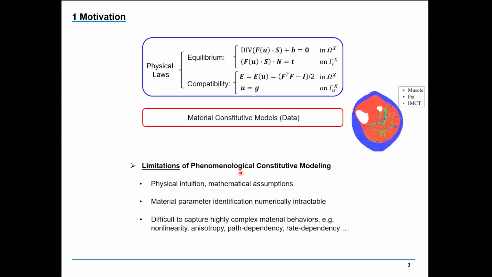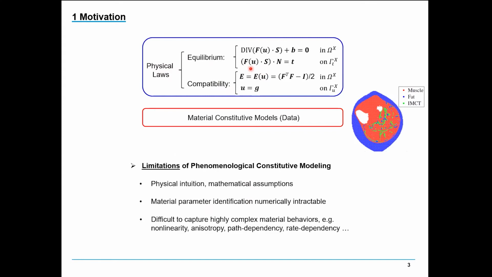So first, we all know classical computational mechanics is based on two very different types of equation. The first one is the well-accepted physical laws. For example, in computational solid mechanics, we have equilibrium and compatibility equations where we have unknown displacement and stress.